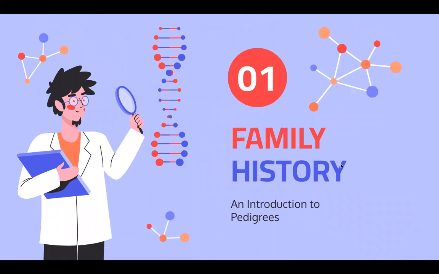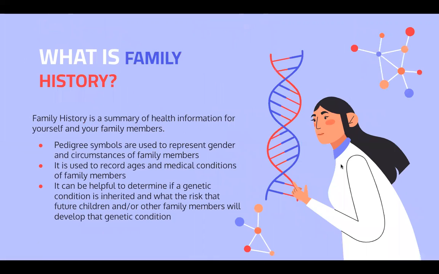So let's get into family history. What is family history? So basically, the family history is a summary of health information for yourself and for your family members. Pedigree symbols are used to represent the gender and circumstances of these different family members, and all of this is used to record ages and medical conditions of family members. All of this is helpful to determine if a genetic condition is inherited and what the risk is that future children and/or other family members will develop this genetic condition.